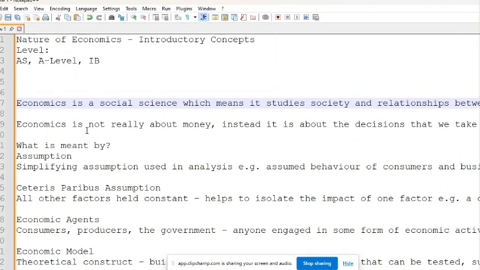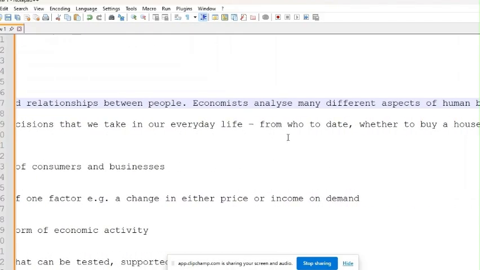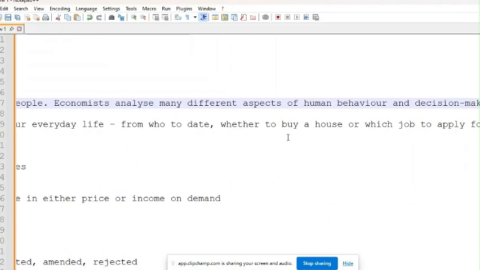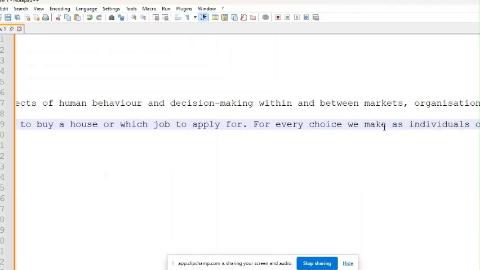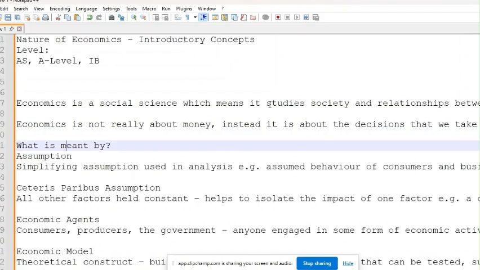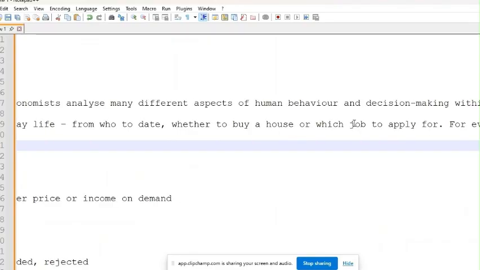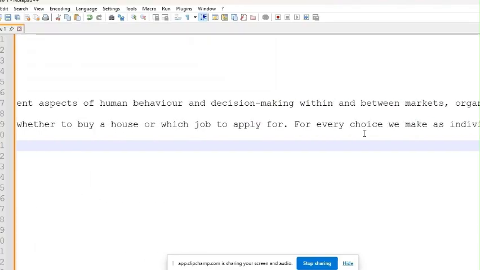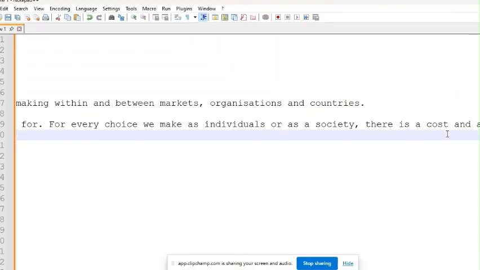Economics is not really about money. Instead, it is about the decisions that we take in our everyday lives, from who to date, whether to buy a house, or which job to apply for. For every choice we make as individuals or as a society, there is a cost. So every choice we make comes with a cost and a benefit.